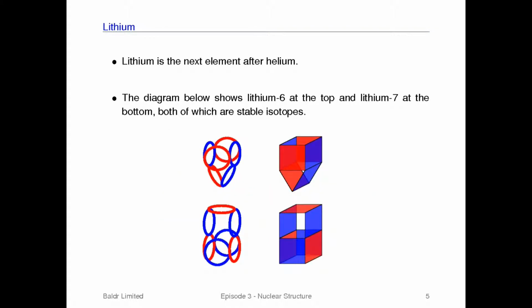So let's start off with the next element after helium, which is lithium, and in particular we'll be looking at lithium-6, shown in the top 2 diagrams, and lithium-7, the bottom diagrams. These are the 2 stable isotopes of lithium, and for these we've shown you the actual ring-based structure as well as the more clear square-based representation. So let's have a closer look at lithium-6 for a minute.